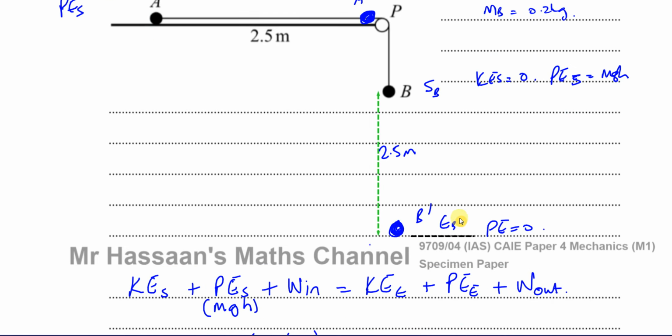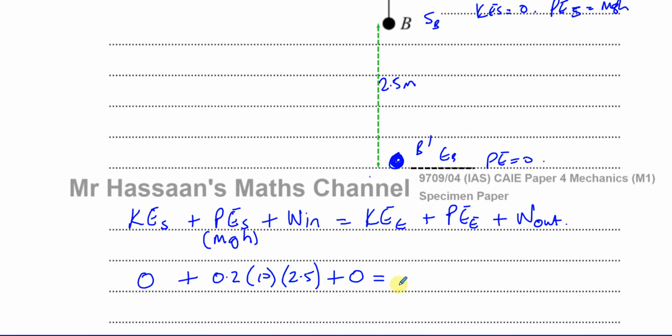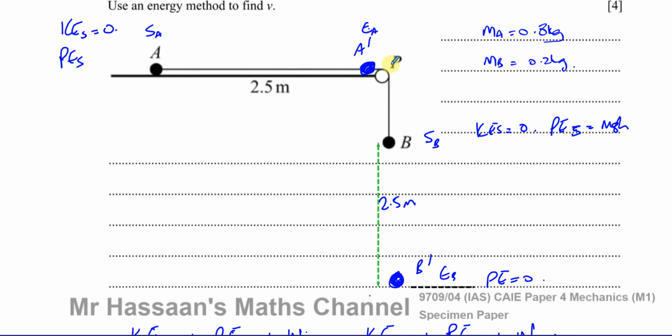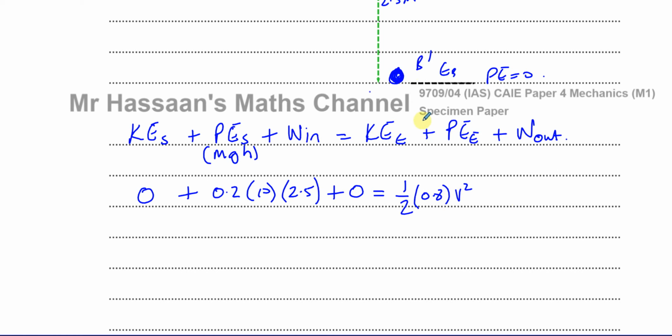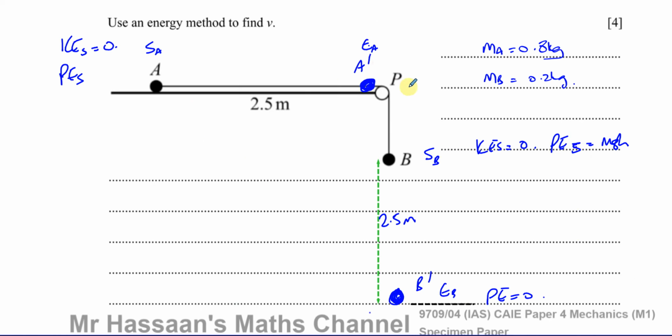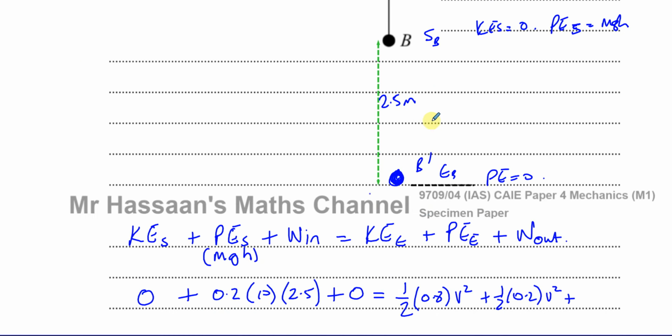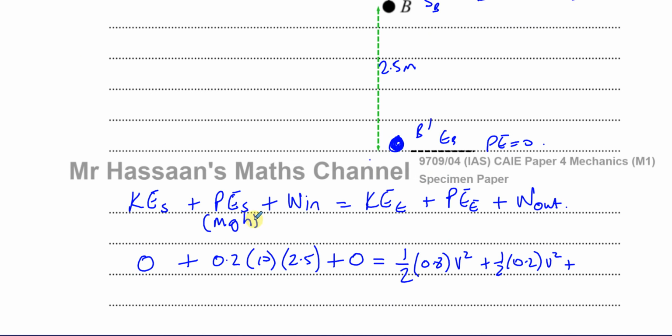Then we say the kinetic energy at the end. So you're going to have a half times the mass of A, moving with the velocity v. Okay, so you have a half times the mass of A, which is 0.8, times v squared. Now they're going to have a common velocity. So B is also moving with a common velocity, which is going to be plus a half times 0.2 times v squared, plus the potential energy of A and B will both be 0 because this is on the same level. Whatever potential energy it had would cancel out from both sides, so I'm just going to call it 0.